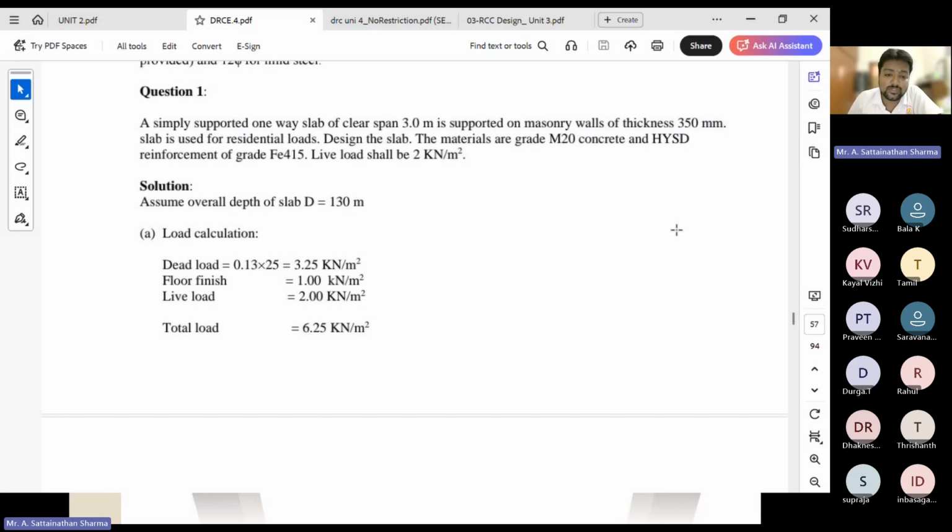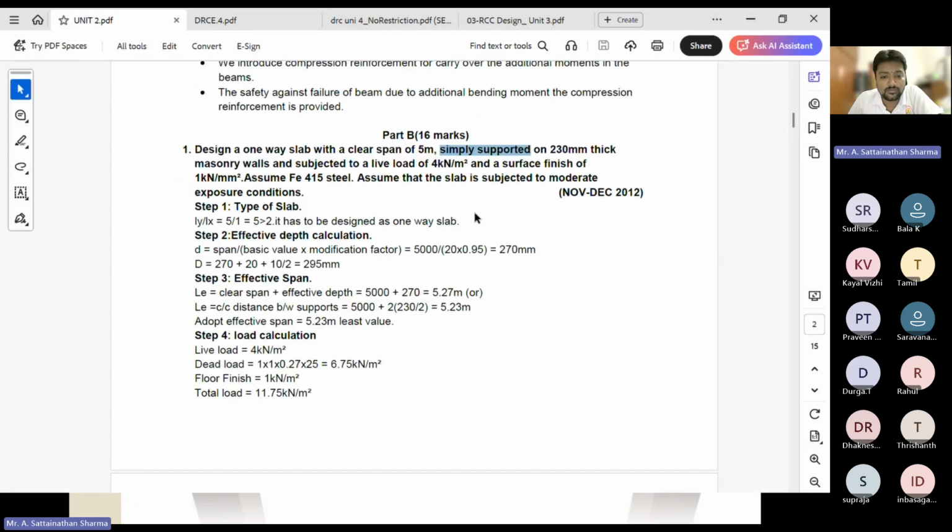Then the next question you have to ask, the major question, is load. What are the loads acting on it? Obviously, we know dead load will act, live load, and floor finish. Luckily, for this problem they have given the live load as 2 kilonewton per meter square, and for this problem also, they have given it as 4 kilonewton per meter square.